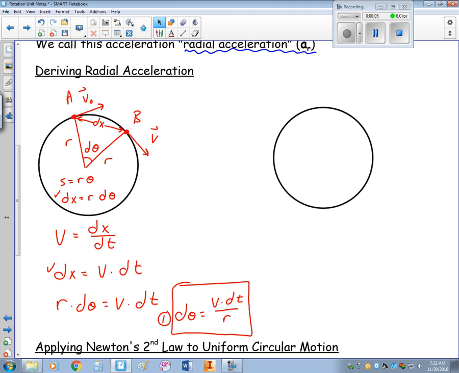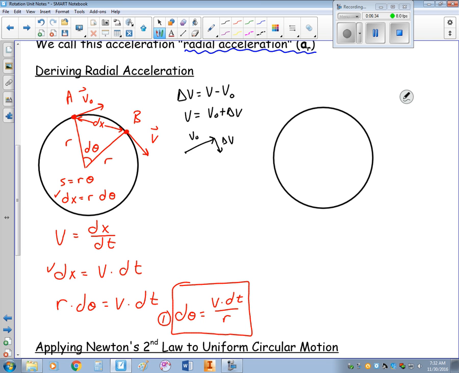Okay. Next thing I'm going to do is take a look at delta v. That's going to be final velocity minus initial velocity. They're all vectors. So another way of looking at this is I can say the final velocity equals the initial velocity plus my delta v. So when I put vectors head to tail, if I were to redraw this, I'd have my initial velocity, I'd have my delta v, and then the final velocity. Notice how I used head to tail there when I add two vectors. And whenever I subtract two vectors, I put them tail to tail.